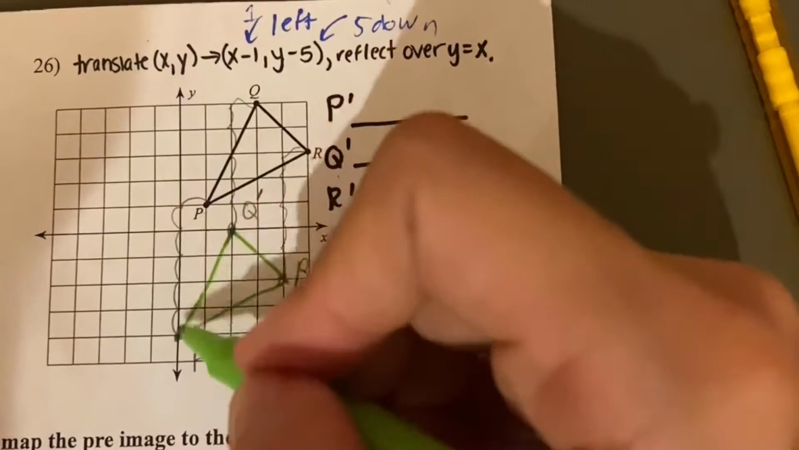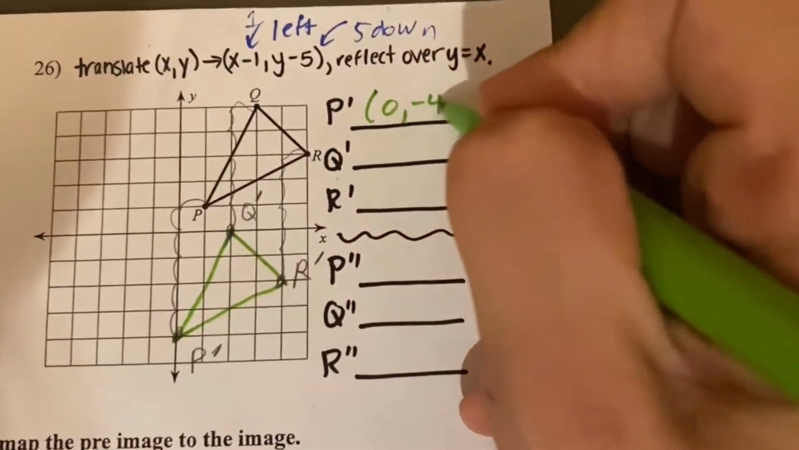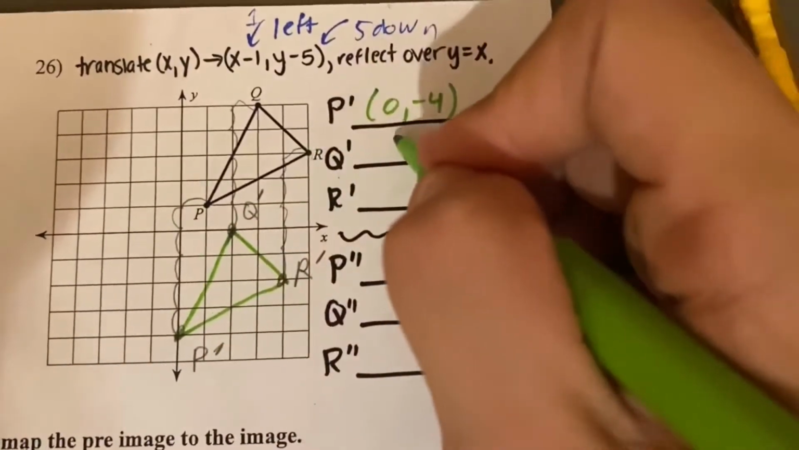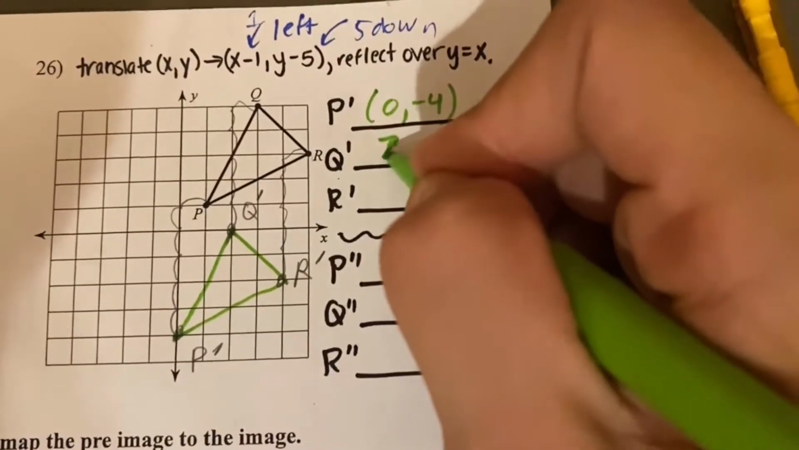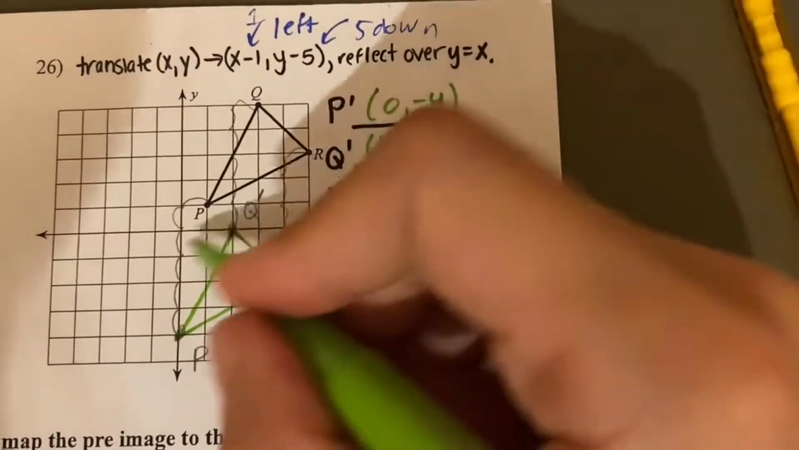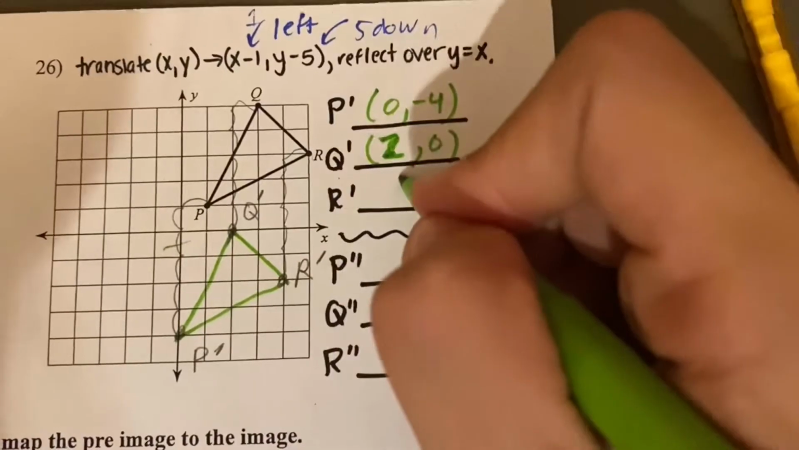So here's this shape. Rigid motion should stay the same shape. Let's read our coordinates. 0, -4. 2, 0. 4, -2.